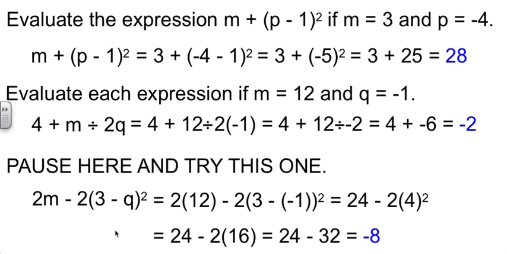So we did a little substitution work, plugged in the values. 3 minus negative 1 is 4. And I went ahead and cleaned up 2 times 12 is 24. Nothing over here was going to affect this, so I went ahead and cleaned it up. And we get 24 minus 2 times 16. 24 minus 32 is negative 8.